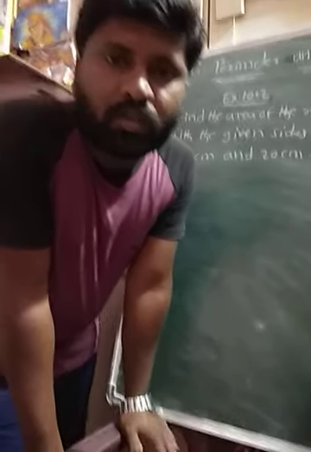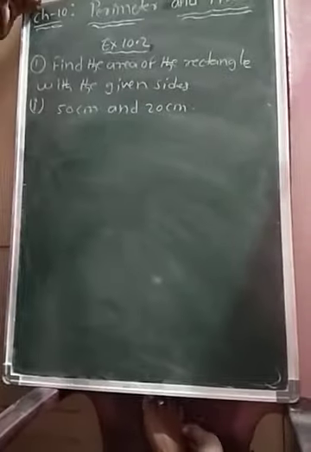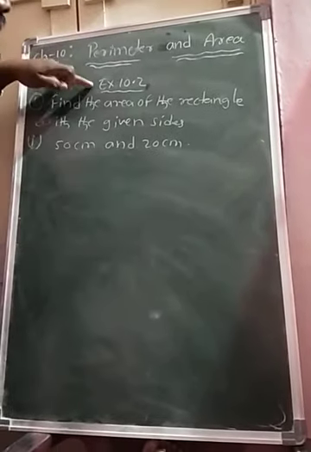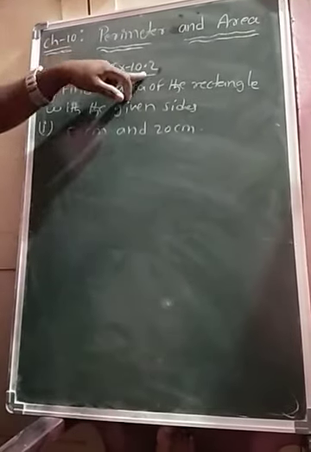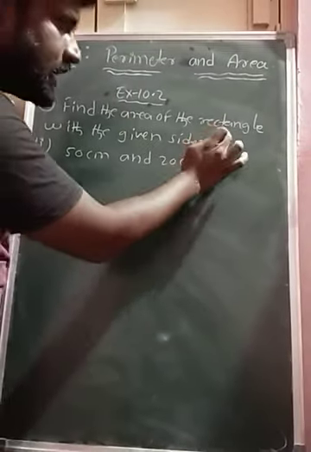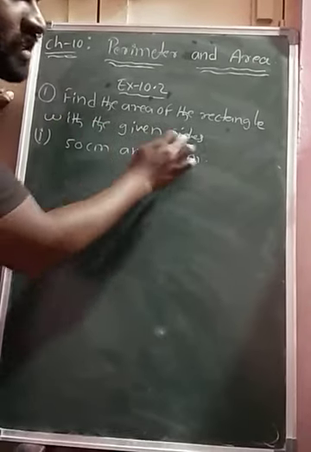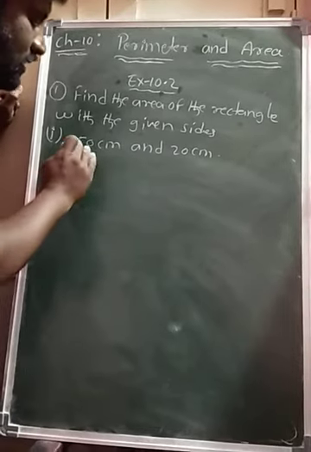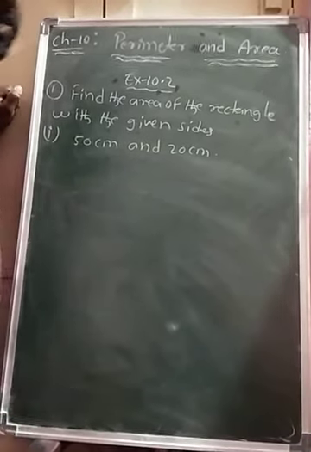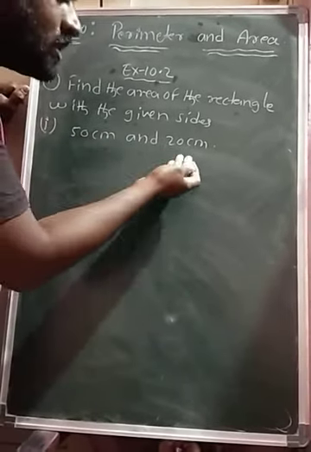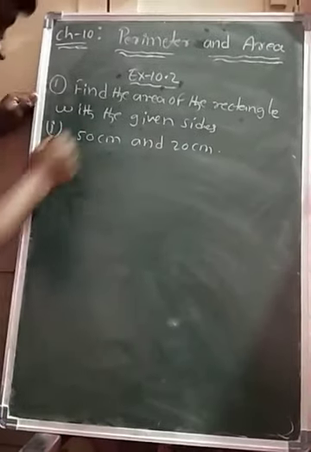Students, today we are going to discuss chapter 10, perimeter and area. In exercise 10.2, the first question is: find the area of the rectangle with the given sides. What are the given sides in the first question? First one, 50 centimeter and 20 centimeter. You can take 50 centimeter as the length and 20 centimeter as the width. Now see its solution.